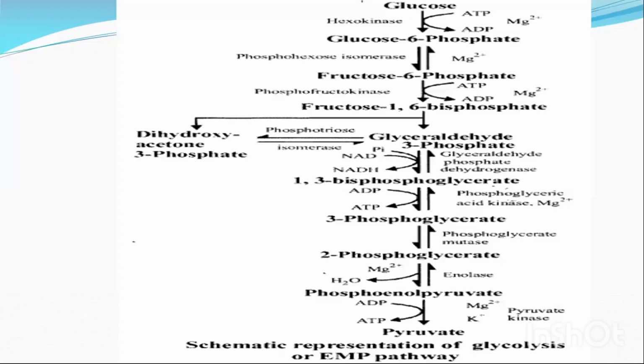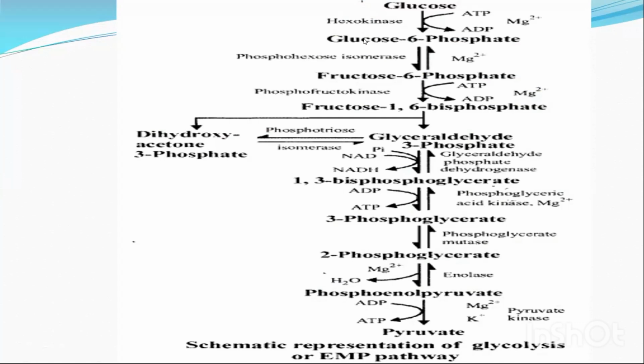Now here you can see the exact utilization of ATP. Number 1, the first ATP is used in glucose to glucose 6 phosphate. The second ATP is used in fructose 6 phosphate to fructose 1,6 diphosphate. Do you see the 2 ATP used? Yes sir. Okay, then see where the ATPs are produced.